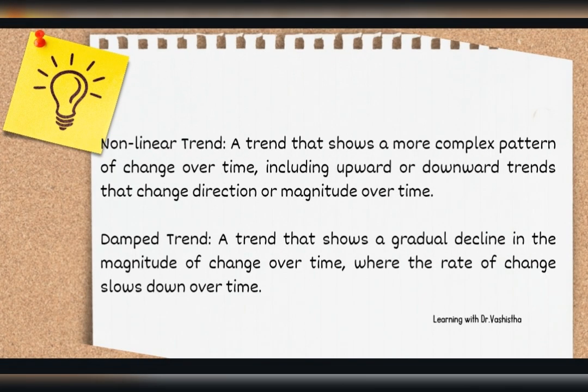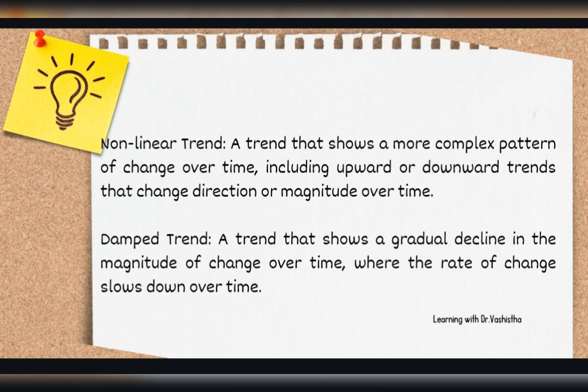The other is the non-linear trend. Why has it been called non-linear? Because it shows a somewhat complex pattern, where it can include both upward and downward trends, with changes in direction or magnitude over time also. So that is why it is a non-linear trend.